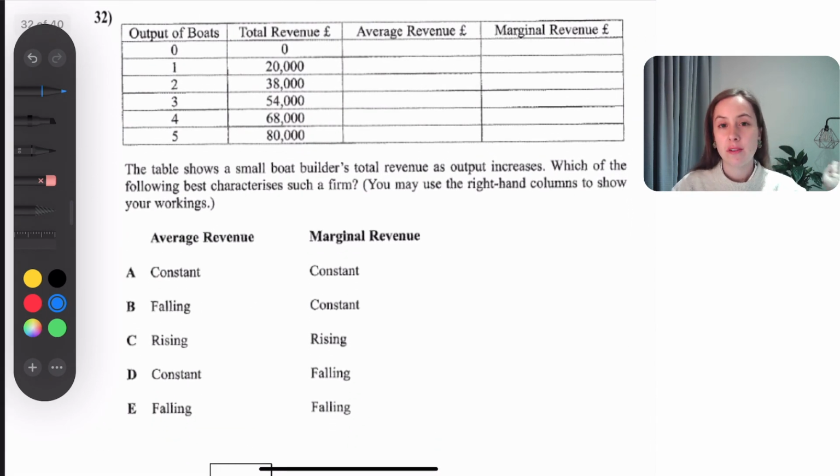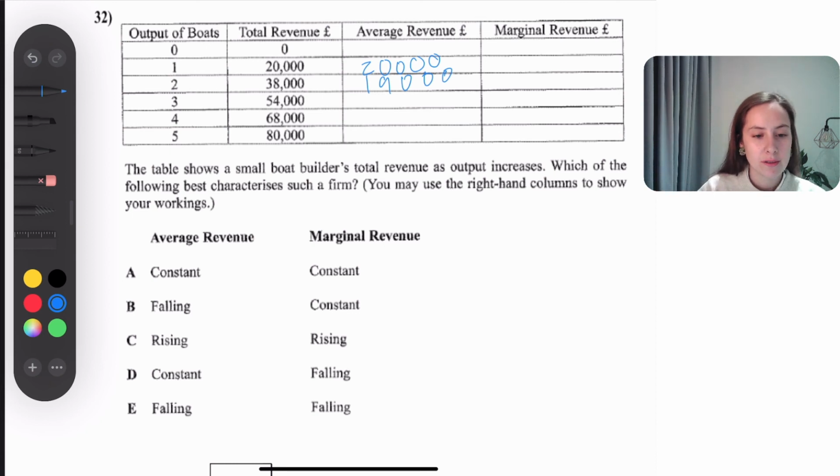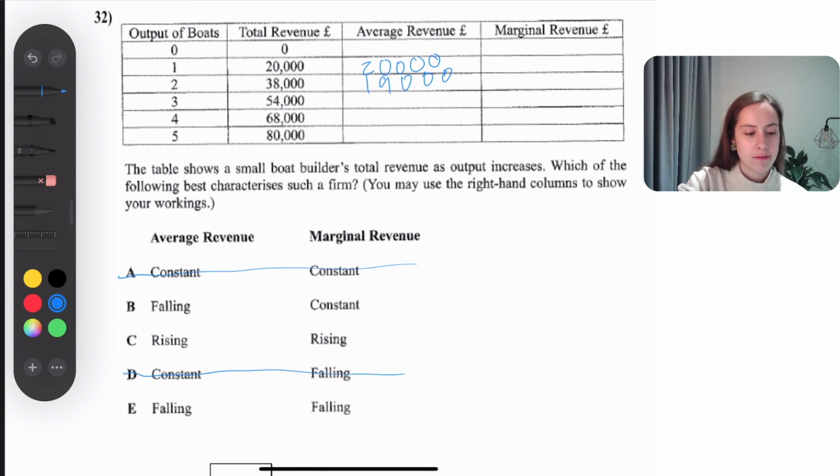This one is a great one because you can actually work it out. You can add in the columns and work it out. So your average revenue, if you did this, would be 20,000, and then 19,000, and so on. You can work this out. But essentially, I've done enough to work out that your average revenue is not constant, and is in fact falling.